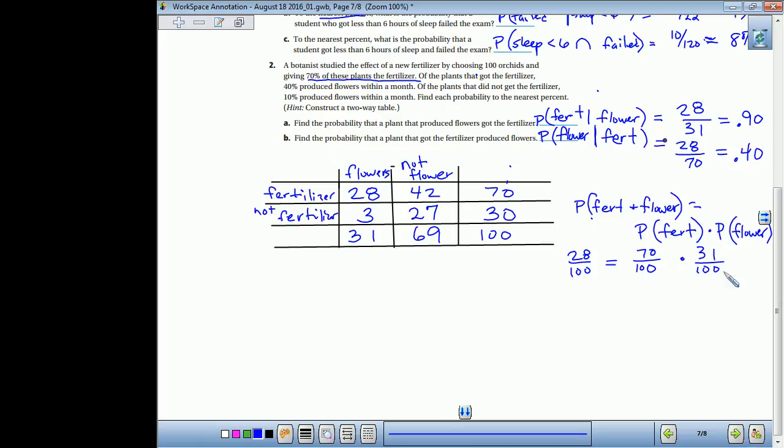Okay, so 0.7 times 0.31 is 0.217. Are they equal? No. They are unequal. Alright, so have we proven independence this way? No.